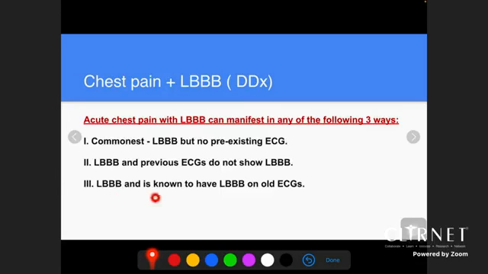Third thing, left bundle, and the patient is known to have left bundle in an old ECG. So here, nothing regarding ECG. You find left bundle, but it is old. So you will not base your decision on ECG. Now you will omit left bundle from the equation, and you will focus on the patient's chest pain and cardiac enzymes and echo and hemodynamic status.